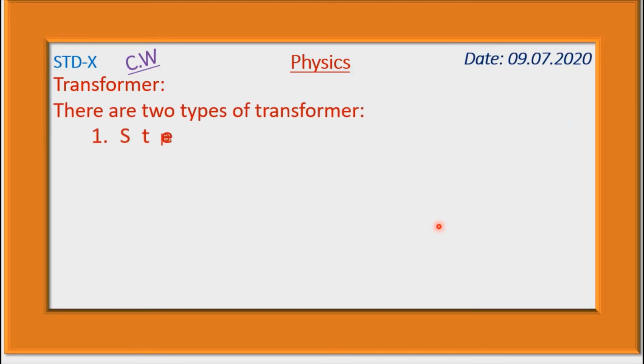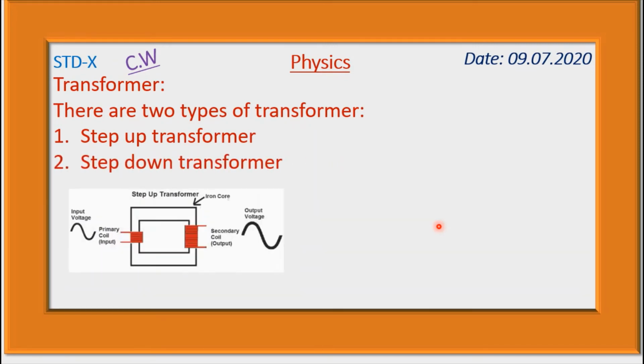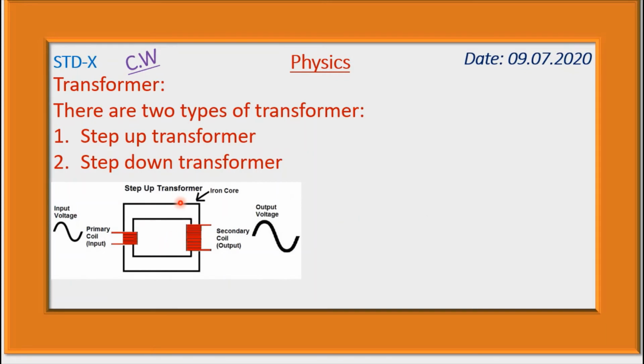There are two types of transformer: one, step up transformer, and two, step down transformer. In a step up transformer, the number of turns in the primary coil is less than the number of turns in the secondary coil. Here the number of turns in the secondary coil is more than in the primary coil, therefore we get more voltage from the secondary coil than the voltage in the primary coil. In a step up transformer we can increase the voltage, therefore it is known as a step up transformer.